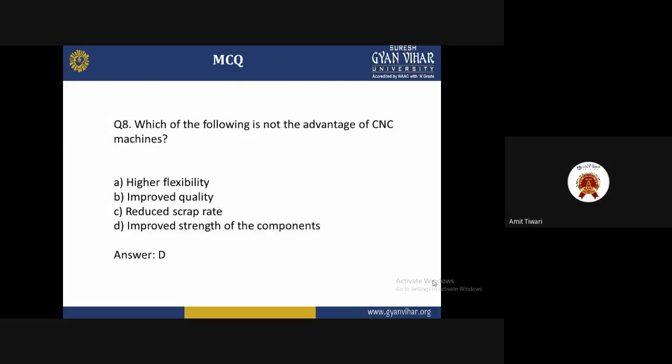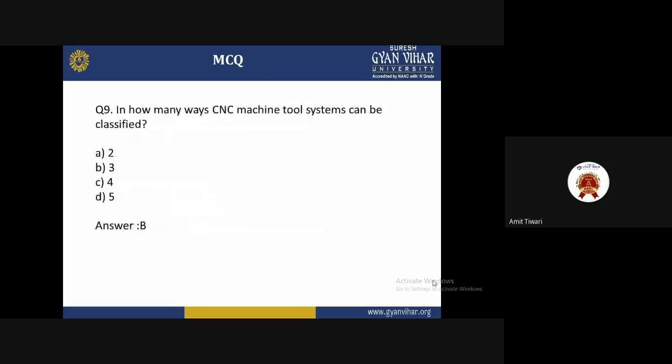Eighth question: which of the following is not an advantage of the CNC machine? A, high flexibility; B, improved quality; C, reduced scrap rate; and D, improved strength of the component. The answer is D, improved strength of the component. We can say it is not an advantage of the computer numerical control machine. All the others, high flexibility, improved quality and reduced scrap rate, are advantages of the CNC machine.